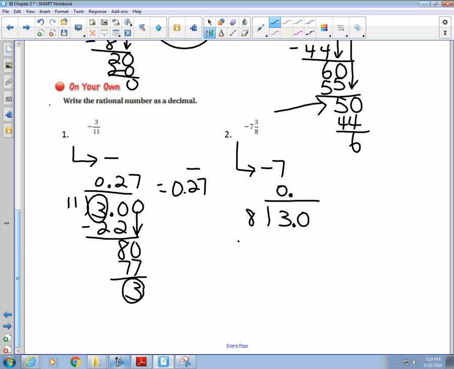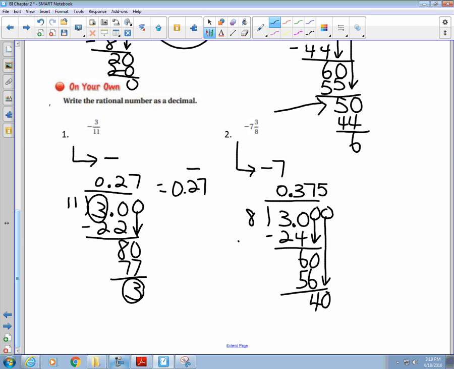8 goes into 30, excuse me, 3 times. 3 times 8 is 24. Subtract 24 from 30, we get a remainder of 6. Add a 0 and bring it down. We have 60. 8 goes into 60 7 times. 7 times 8 is 56. That gives us a remainder of 4. Add another 0 and bring it down. And now we have 8 into 40. 8 goes into 40 exactly 5 times.